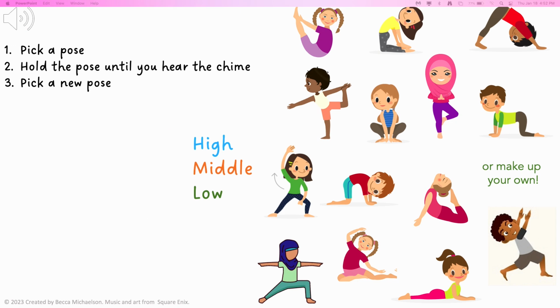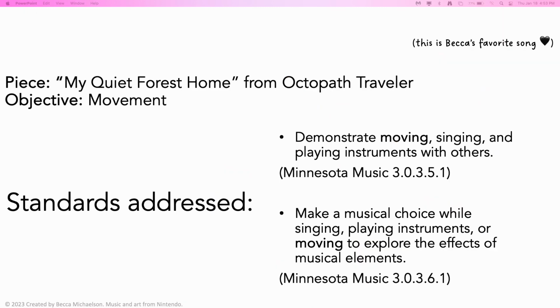You're gonna pick a pose, and you have to hold that pose until I play a recorder note. I don't have a chime. Then you're gonna pick a new pose. Okay, pick something comfy. Pick a different one. We don't have a chime, so that's our chime. Okay, that's probably enough. I think you get it. Don't want to hurt you guys.